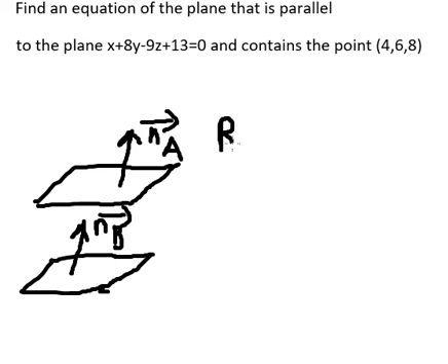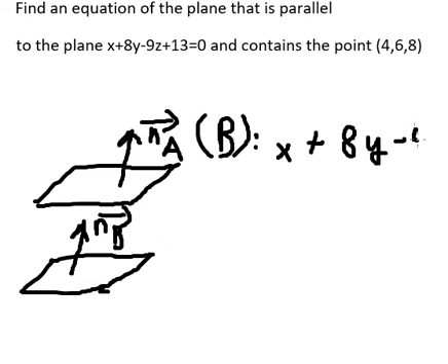So the plane B will have x plus 8y minus 9z, and we have d in here. Because plane B contains the point 4, 6, 8, for example, I will put C in here.